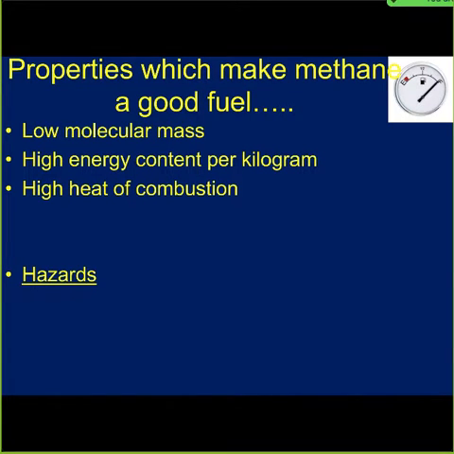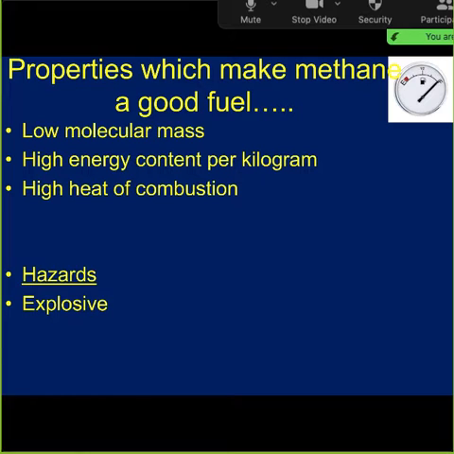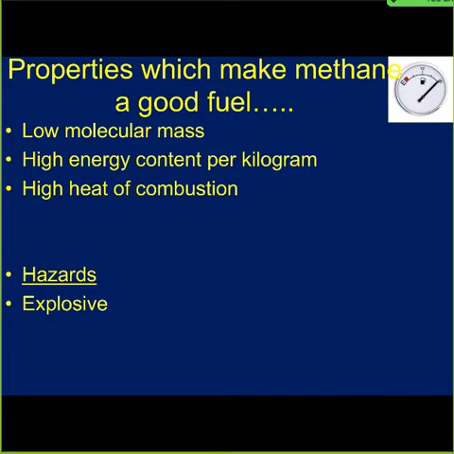And obviously the hazards include the fact that it's explosive. That is not a good thing. Why doesn't it explode when we light it in the lab? It does explode. It goes on fire. But we have a steady stream of it.